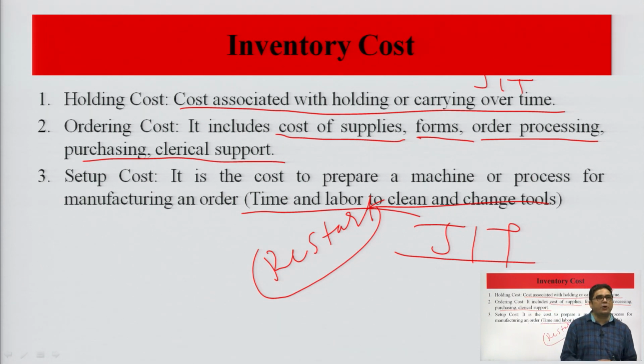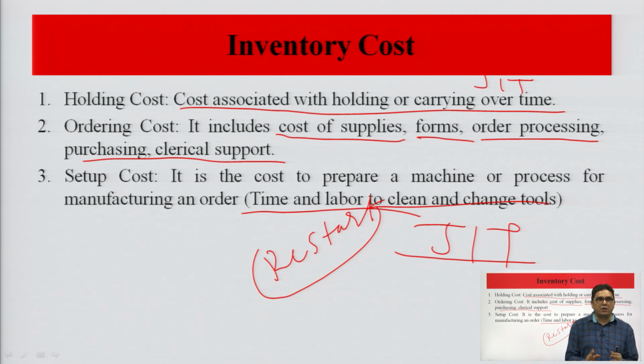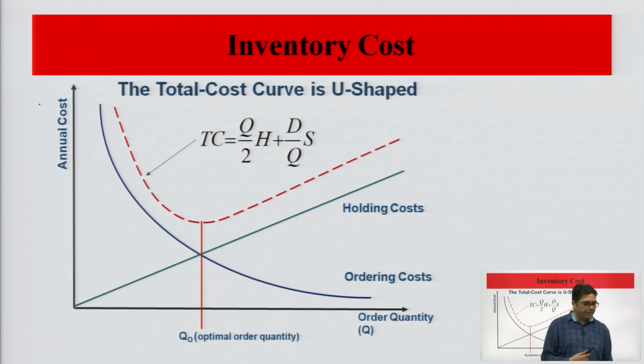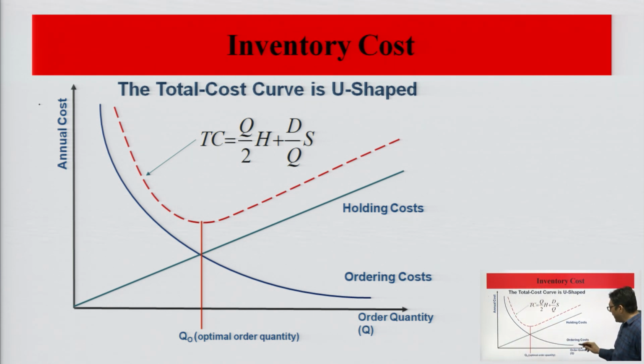In inventory management, holding cost and ordering cost are very important. Holding cost is related to how long you keep the inventory. Ordering cost is that you place the order and what expenses you are supposed to incur. This is being shown graphically. We can say that ordering cost and holding cost are inverse to each other.